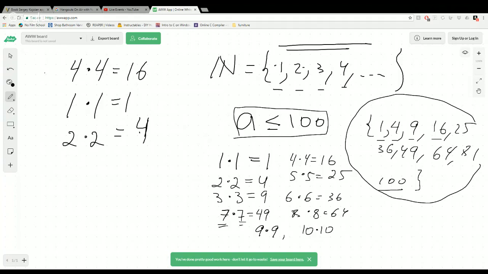So what did we do? We took the opposite approach. Instead of asking ourselves, is 99 a natural number times itself? Is 98 a natural number times itself? We said, let's start with the smallest natural numbers, multiply them by themselves, write down the result. If the result is less than or equal to 100, we keep it. If not, we stop. We know we've gone overboard. Okay, moving on.